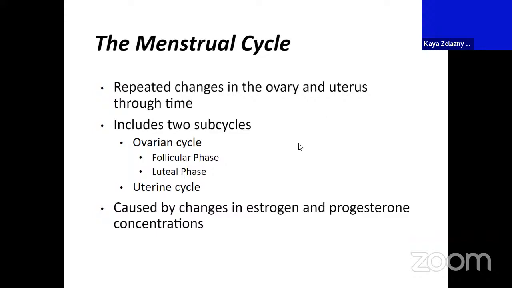So we're going to be thinking about an ovarian cycle, where we're tracing through what's happening in the ovary. And we're going to be thinking about a uterine cycle, where we're tracing through what's happening in the uterus, because both of these are changing, but not quite in lockstep. Okay. This is going to be driven overall, the cycle, by changes in estrogen, one of our hormones, and progesterone, one of our other hormones, during the course of a month.